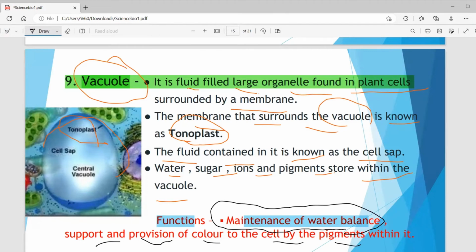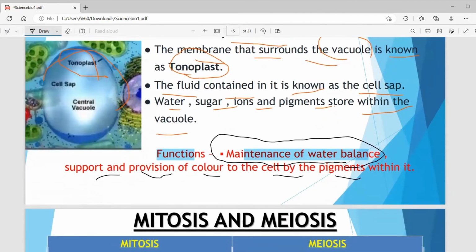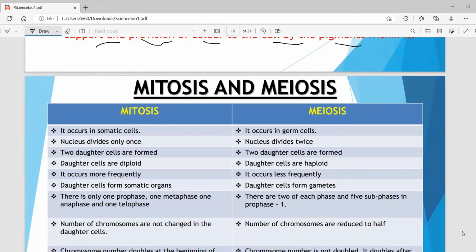Science is not an easy paper. It is moderately hard. You just have to understand the basic concepts. I have taken mitosis and meiosis here, because sometimes in the paper they can ask what the difference is between mitosis and meiosis.